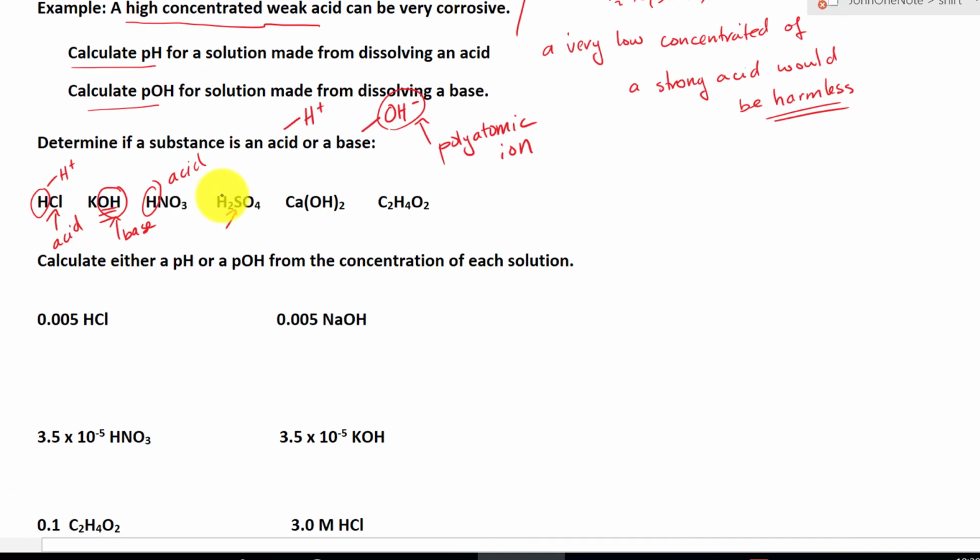Of course, now we see that H, so this must be an acid right there. How about calcium hydroxide? Right away, you see that OH right there. This must be a base. And lastly, we have C2H4O2. Does it have any OH together? No. So right away, we have to assume this must be an acid right there. And this is the acetic acid in vinegar.